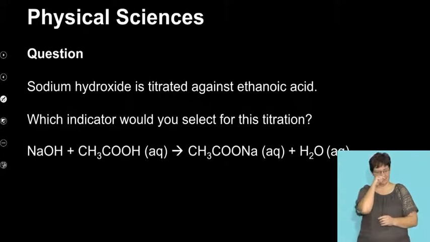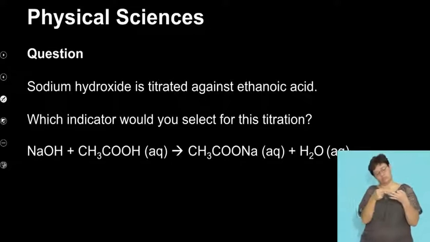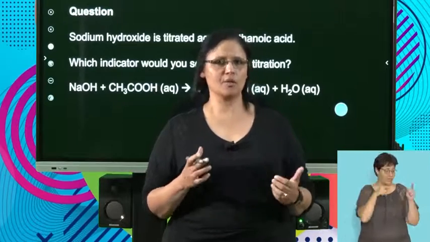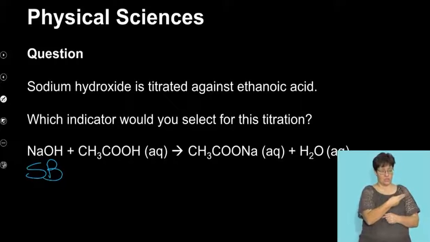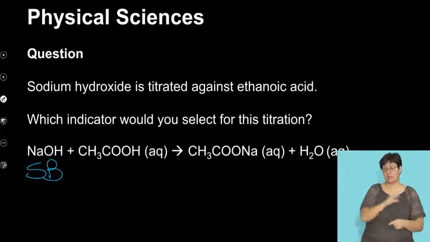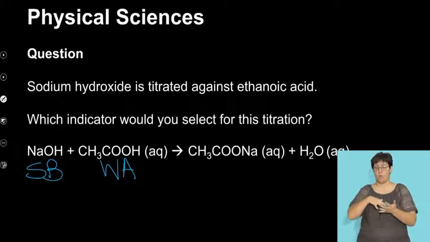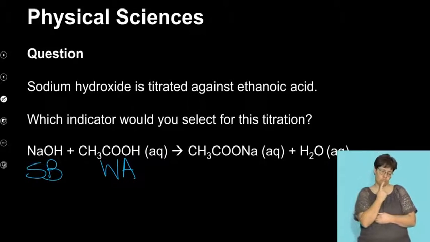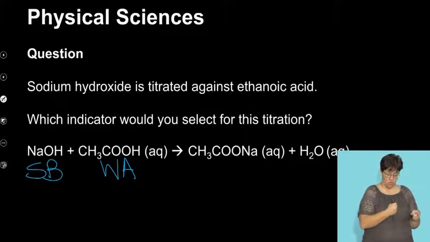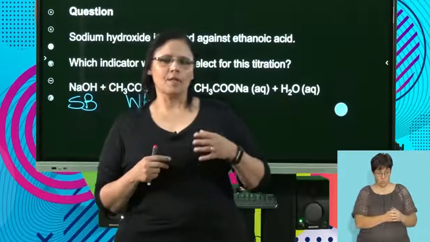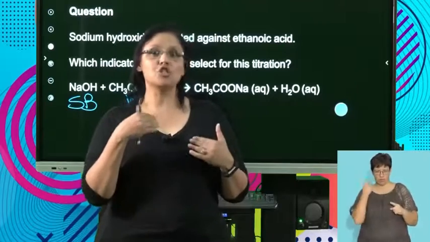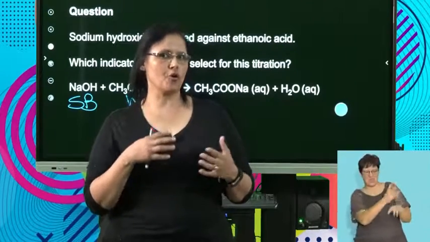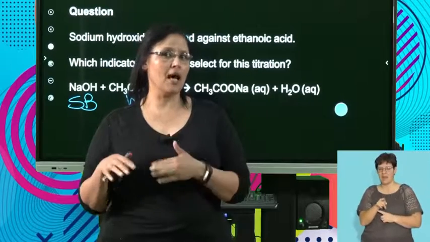Now the question here is, which indicator will be used for this specific reaction? Before you can make a choice on your indicator, you need to know what's reacting with what. Firstly, sodium hydroxide is a strong base and ethanoic acid is a weak acid. When you look at the two, the base is the stronger one. In genetics, if we have a strong trait, the strong trait will always show, whereas your not so strong or recessive trait will be underlying.